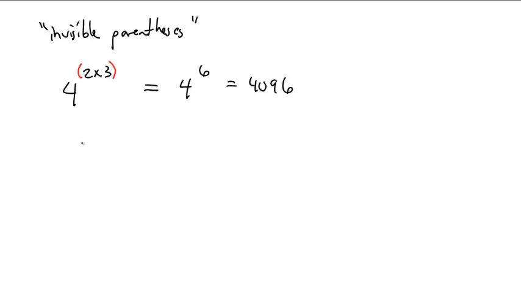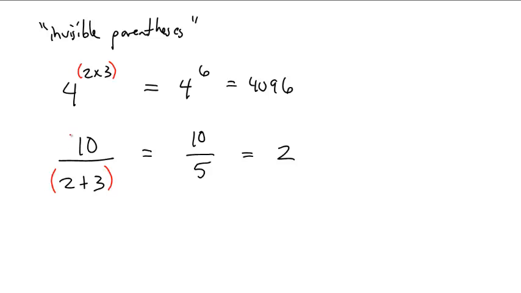Another place for invisible parentheses is in fractions. When you have 10 over 2 plus 3, what it means is that this bar goes all the way across over the 2 plus 3. The 10 is being divided by what? The 2? The 3? It's being divided by the sum, by 2 plus 3. This is 10 over 5, which is 2. You say, well, wait a second. That bar means division. Aren't I supposed to divide first? Yes. What's really going on? There are invisible parentheses there. 10 is just 10, we don't have to do anything with that. But this bar kind of comes with parentheses in it.